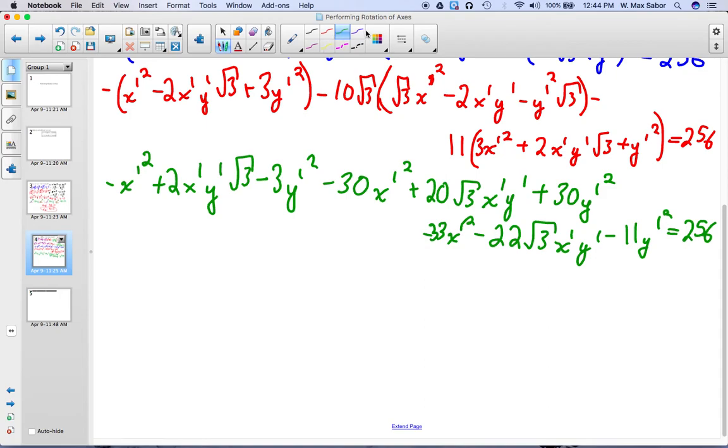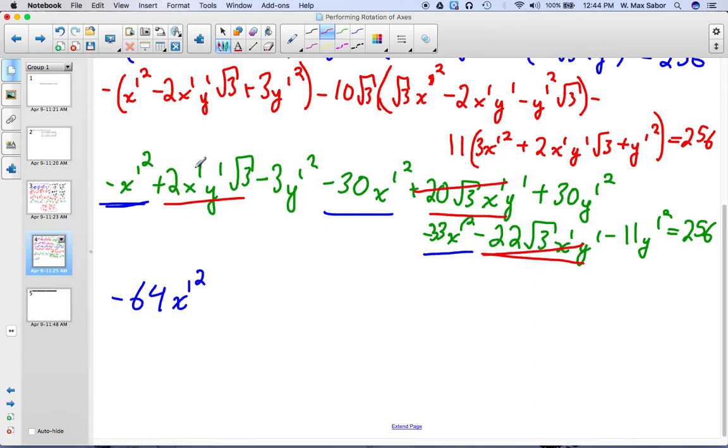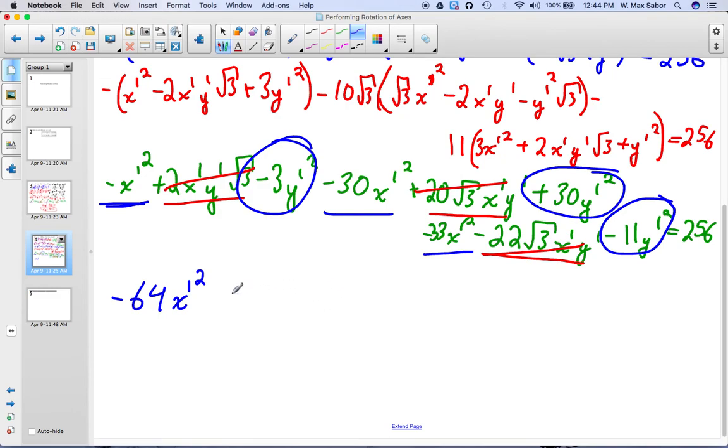Almost done. Now we're at the easy part where we can combine like terms. So we have x prime squared, we have negative 1, negative 30, and negative 33. Those add up to negative 64 x prime squared. We have positive 2, positive 20, and negative 22, all square roots of 3. And those all cancel, because 20 plus 2 is 22, minus 22 is 0. And we have negative 3, positive 30, negative 11. Those add up to 16 y prime squared equals 256.